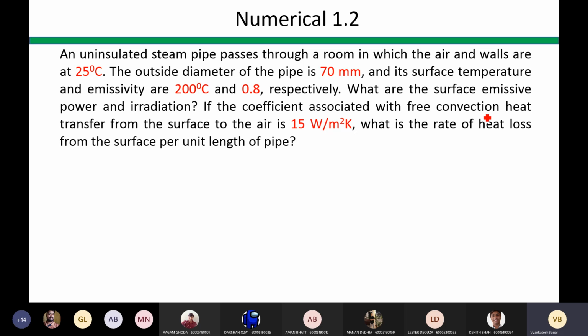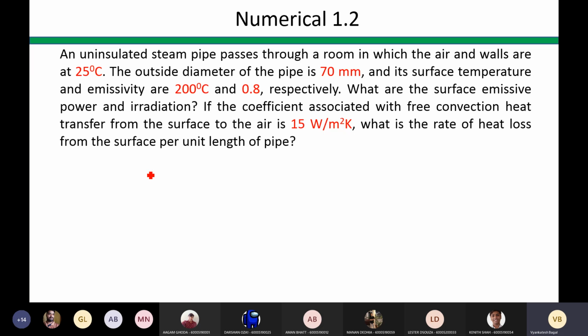What are the surface emissive power and irradiation? So they have asked you to find out what is capital E, the surface emissive power, and the irradiation, capital G. If the coefficient associated with free convection heat transfer from the surface to the air is 15 watt per meter square Kelvin, what is the rate of heat loss from the surface per meter length of pipe?